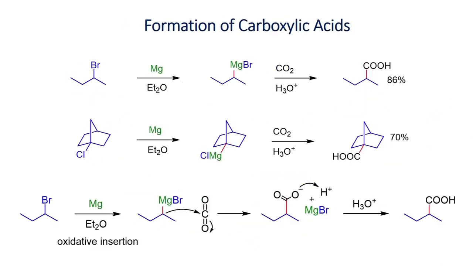So far, we have seen three types of reactions for the formation of alcohols. If you have formaldehyde, you can react it with the Grignard reagent, and you will be able to generate a primary alcohol as the product.